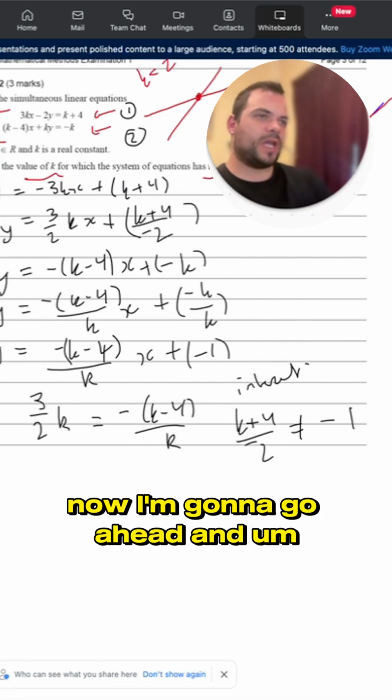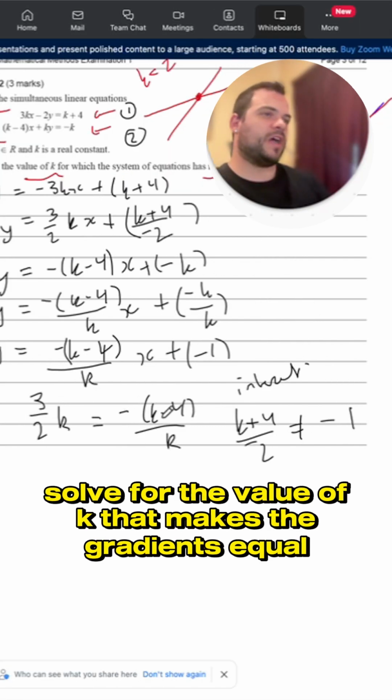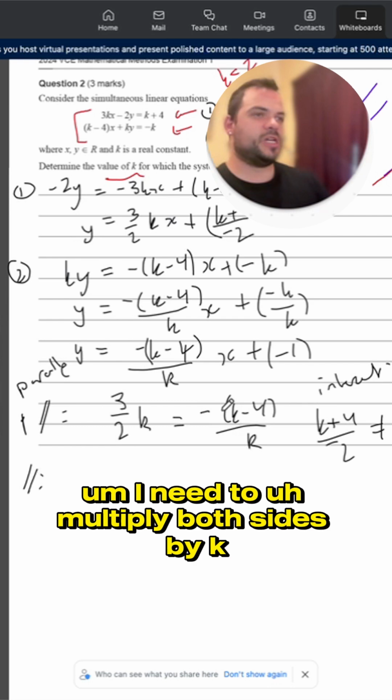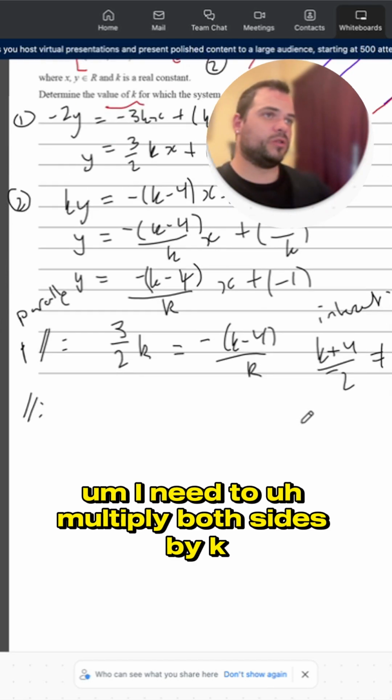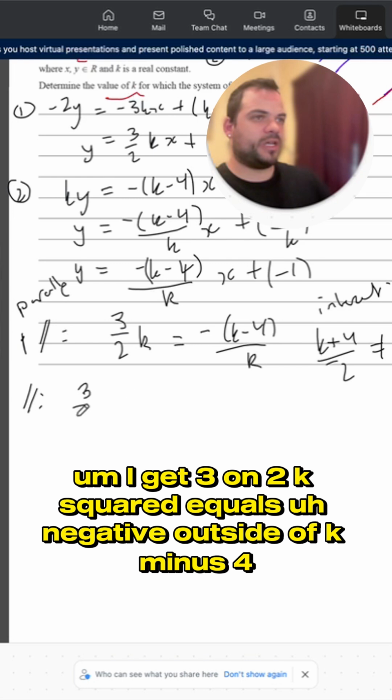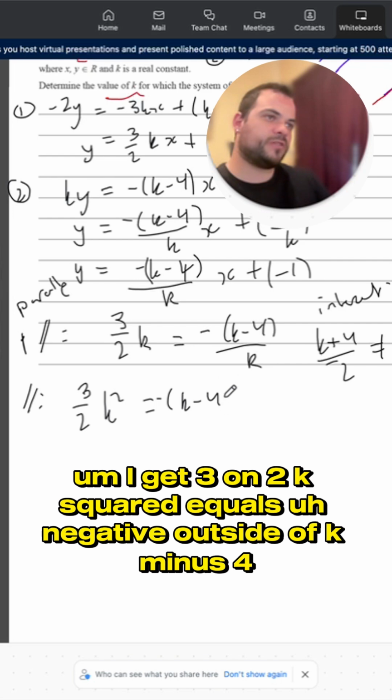Now I'm going to go ahead and solve for the value of k that makes the gradients equal. So this parallel condition, I need to multiply both sides by k. I get 3 on 2k squared equals negative, outside of (k minus 4).